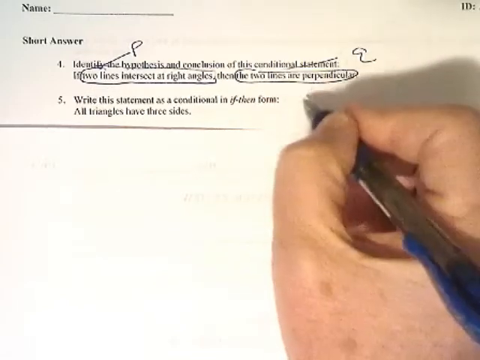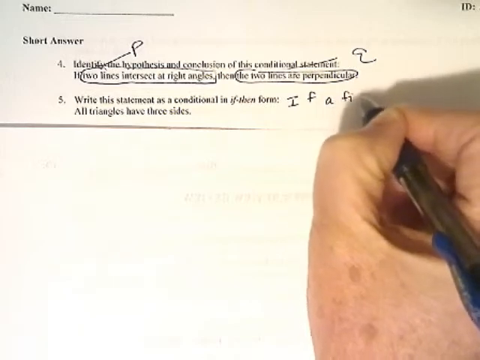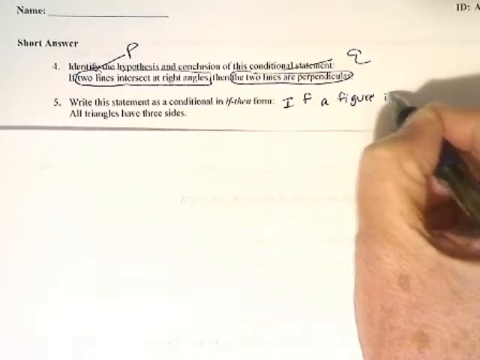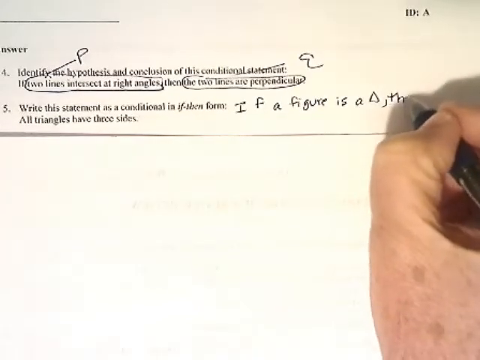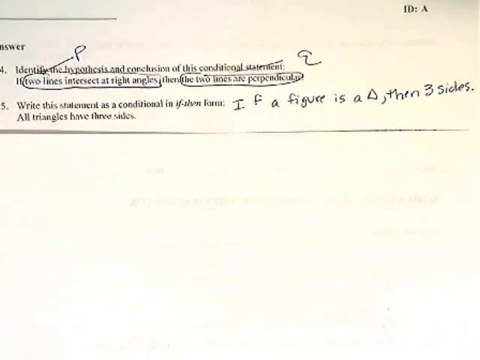Number 5 says, write this statement as a conditional in if-then form. If a figure is a triangle, then it has 3 sides. That's what they want to see. If a figure is a triangle, then it has 3 sides.